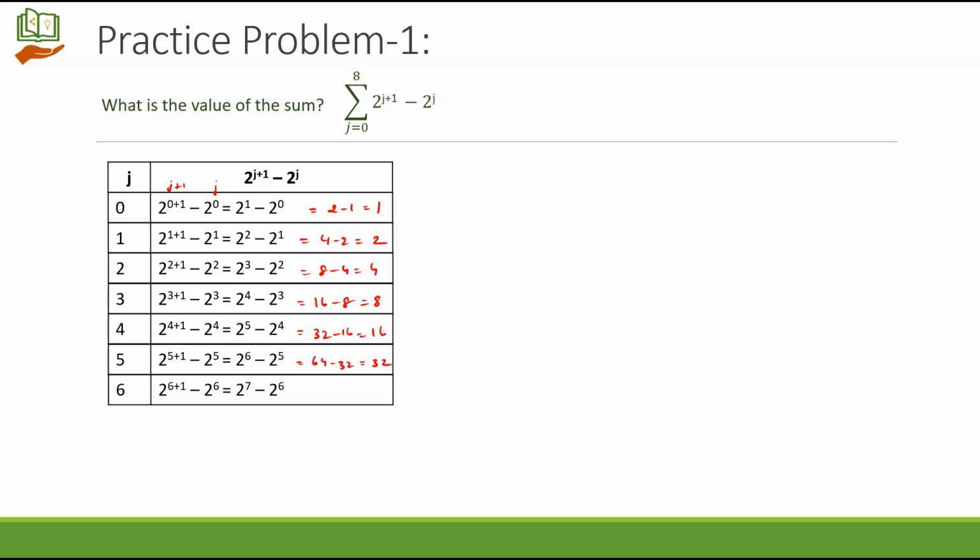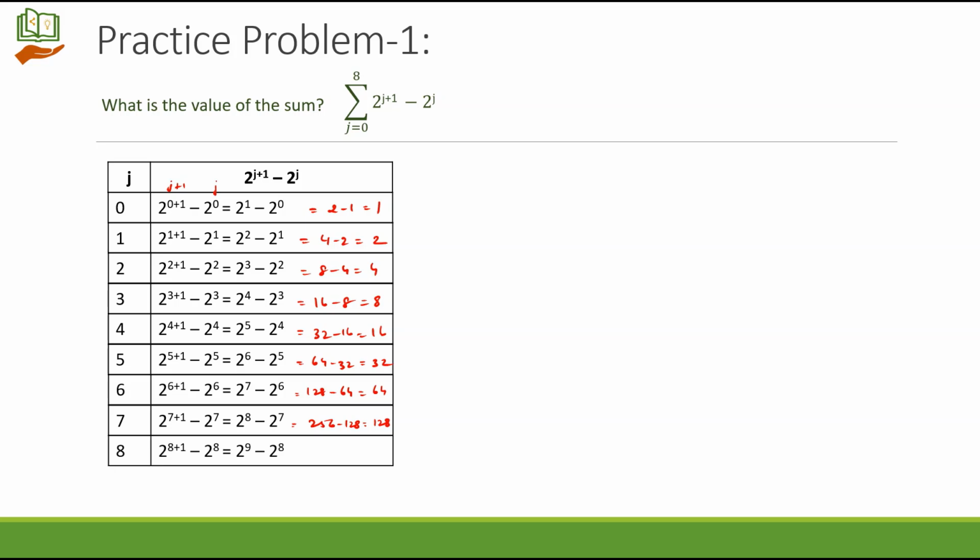Then we have 2 power 7 minus 2 power 6. This is 128 minus 64, which is equal to 64. Then 2 power 8 minus 2 power 7. This will be 256 minus 128, which is equal to 128. Then we have 2 power 9 minus 2 power 8. This will be 512 minus 256, which will be 256. Now you have to sum them together.